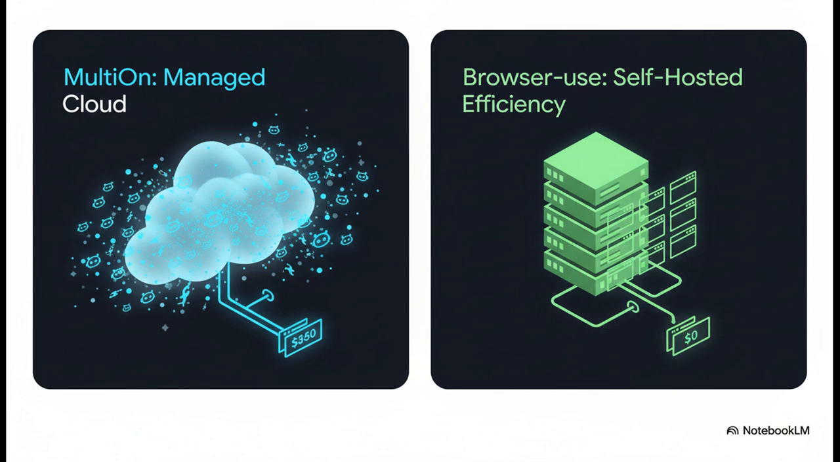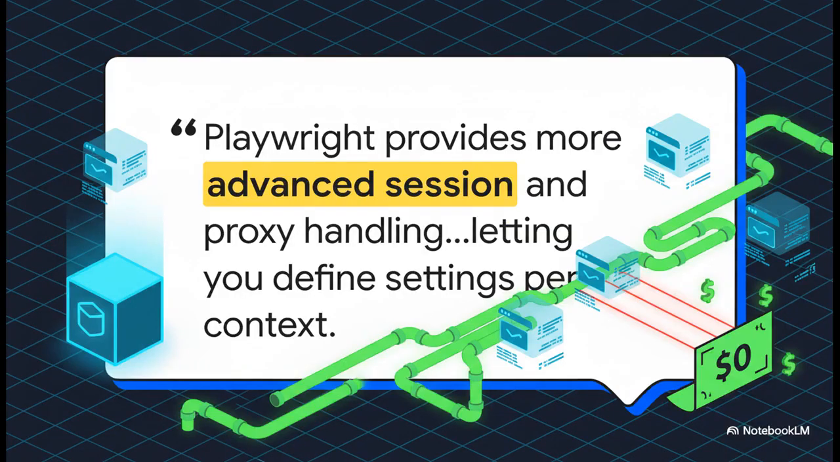MultiOn basically says, don't worry about it. They handle everything in the cloud for you, and they claim you can run millions of agents at once. Browser use, which is built on this amazing library called Playwright, is all about efficiency. By using those separate browser contexts, it can run tons of sessions on your own server while using a surprisingly small amount of memory. And this quote right here from Data for AI just nails why that's so awesome.